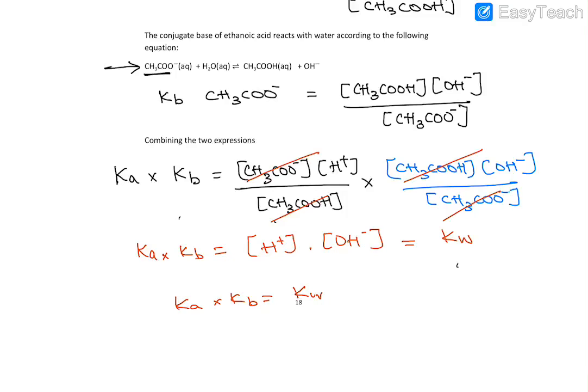Now if we apply logarithm to this expression, you can end up with pKa plus pKb giving 14. So if you know the pKa or the pKb value for any conjugate acid-base pair, you can find the other value. So this applies for all conjugate acid-base pairs.